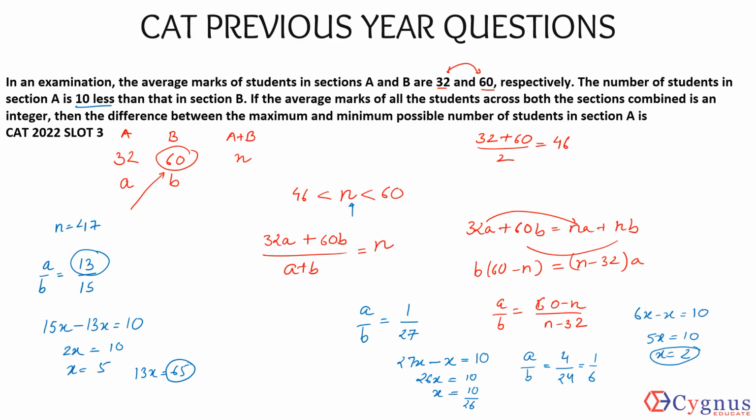If x is equal to 2, what were the number of students in A? That was 1 into x. That is x. So the minimum possible value of A will become 2. Yes or no? And the maximum possible value of A was 65. And I'm looking for the difference. So difference of 65 and 2 must be 63. So the correct answer should be 63.